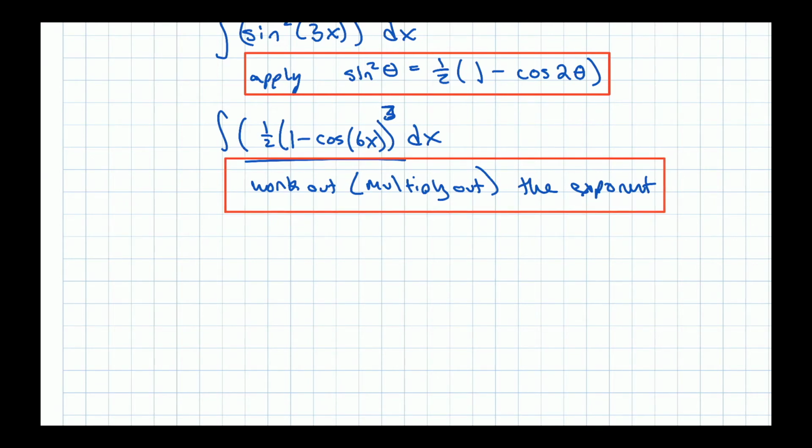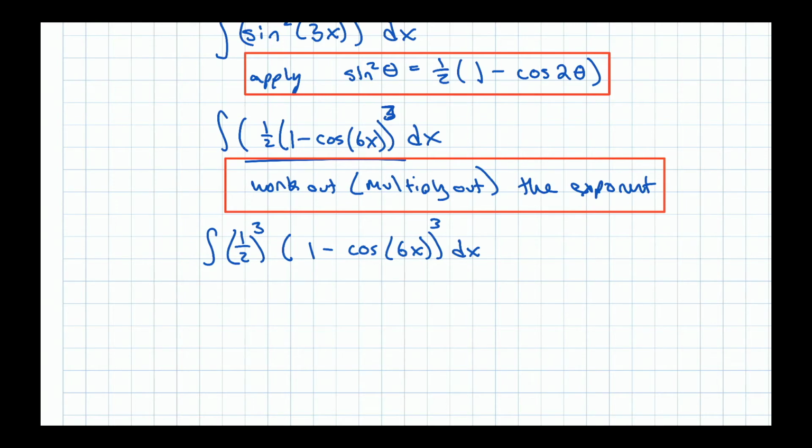So that's what we're going to do. We're going to multiply that all out. Now you do have 1/2 to the 3, that can just come out. But then you have 1 minus cosine to the 6x, cubed, dx. Okay? And that's not nice, like I said, but it is what we have, so we're going to go with it. So you have to multiply that out.